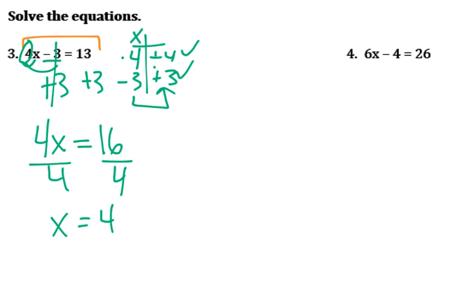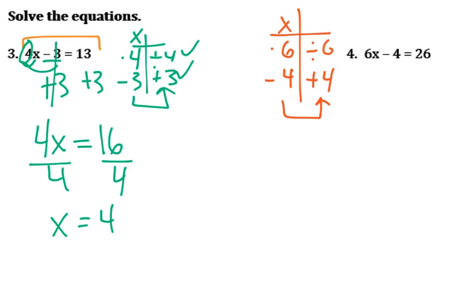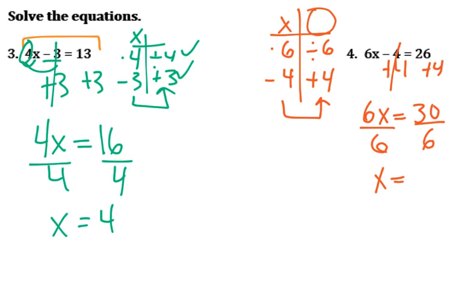Same idea for number 4. So what's happening to x? First you times by 6, then subtract 4. We're going backwards and doing the opposite, so we add 4, divide by 6. And that'll give us our answer. So I add 4 to both sides. Those cancel. We're left with 6x equals 26 plus 4 is 30. Divide by 6, and x gives us 5.